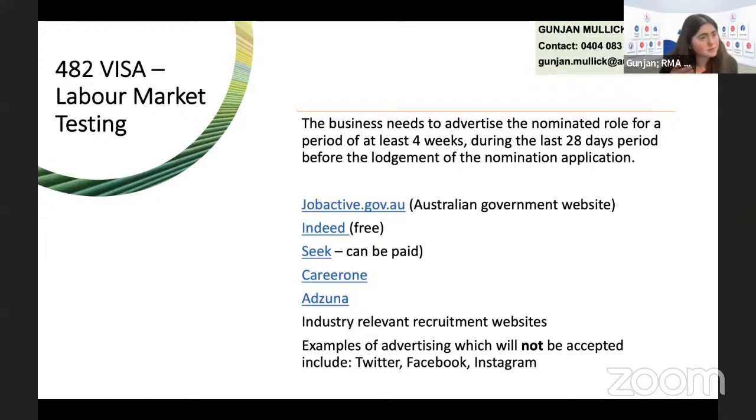Now, the job shouldn't be advertised just for the purpose of keeping in mind that the company has to sponsor you. It is not allowed, because then it's not genuinely done labor market testing. So when I talk to employers, I give them clear instructions that you need to put the job in the market and let people apply.